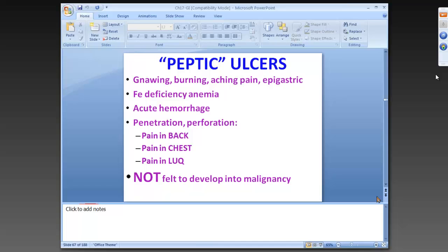Iron deficiency anemia, acute hemorrhage with penetration, perforation, pain radiating to the back of the chest and the left upper quadrant. It's not felt to develop into malignancy, not felt. So if you're a doctor, throw into the good old saying of things that are inevitable, taxes and death, well, throw in diagnosing a peptic ulcer.